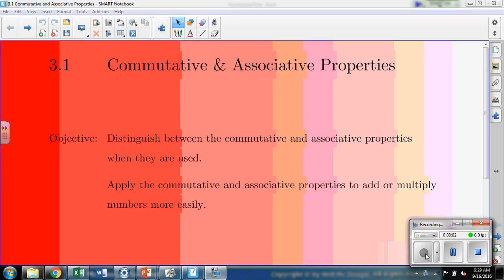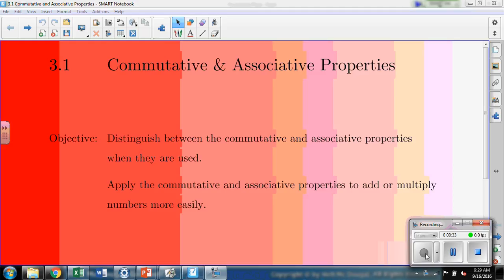With this lesson, we are going to discuss the commutative and associative properties. Now, these are things that I'm sure you already know are true. You've been using them in math for quite a while. Our focus here isn't so much on just the number part, but it's in recognizing which one it is. So mostly this is a vocabulary lesson. Do you know what the commutative property and the associative property each are?